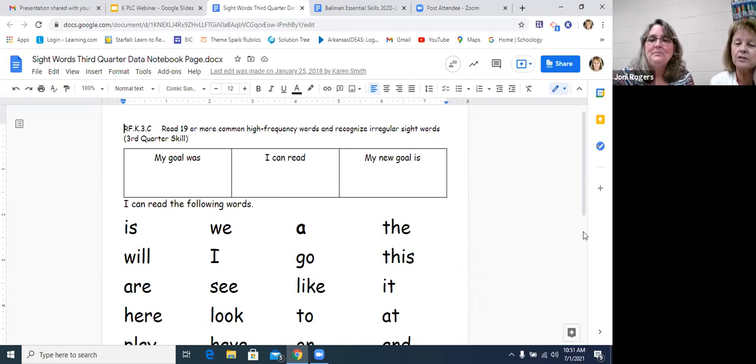And these data notebooks are kept in a place in the room where, we have chair pockets, but those get filled up pretty quickly. So we might have a drawer, like a little tower drawer, and the kids can go right to get their data notebooks when they need them.